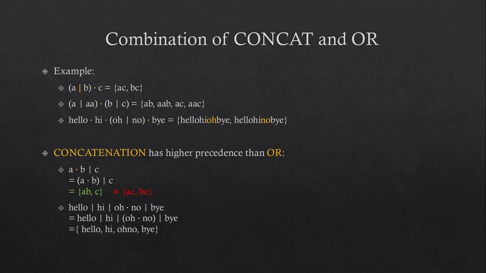Similarly, in this example, we have hello or hi or oh dot no or bye. So we are not going to take these three and concatenate with these two. We are going to concatenate first and then we'll take the OR between these four. So that gives us 4 strings.